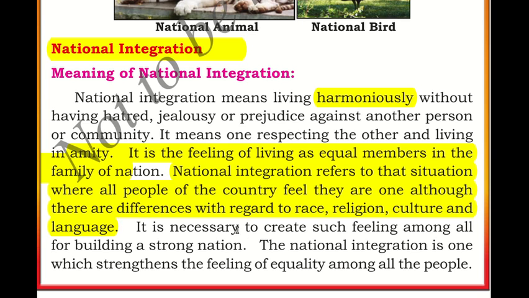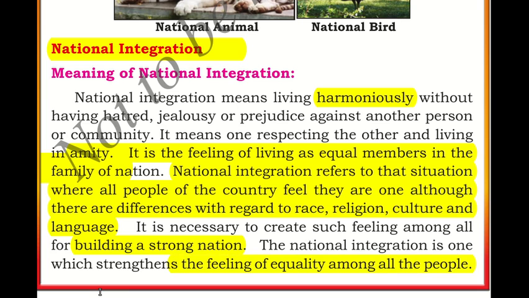It is necessary to create such a feeling among all for building a strong nation. In difficult times, it is extremely important to have the sense of oneness among the population, that is, among our nation. National integration is one which strengthens the feeling of equality among all people. So we should develop a strong sense of national integration and put our country before everything else.